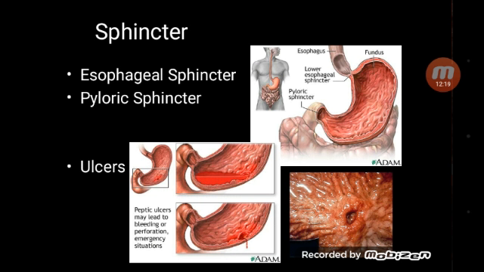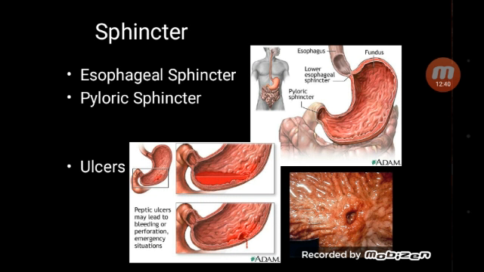This inhibitory action is mediated by stimulation of other neurons through activation of cholinergic vagal neurons that secrete vasoactive intestinal peptide and nitric oxide. So next, coming to the pyloric sphincter.